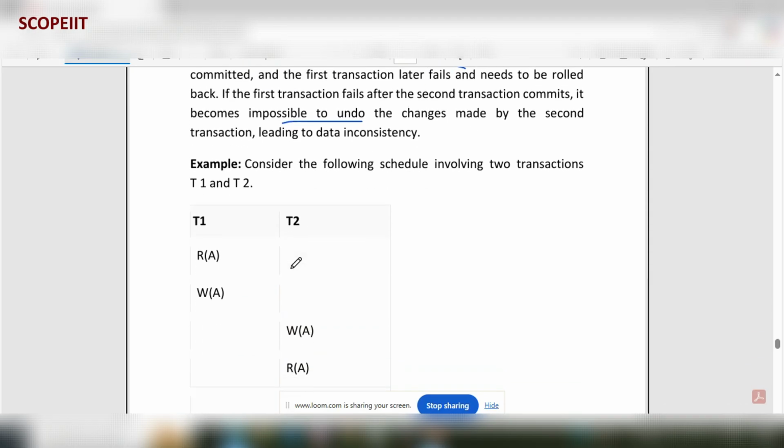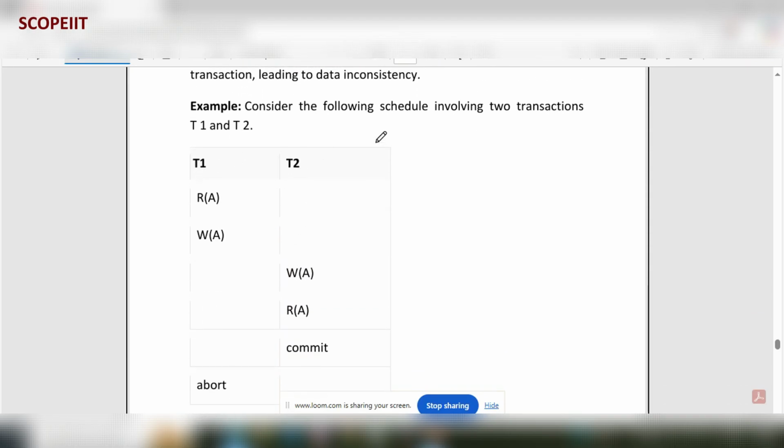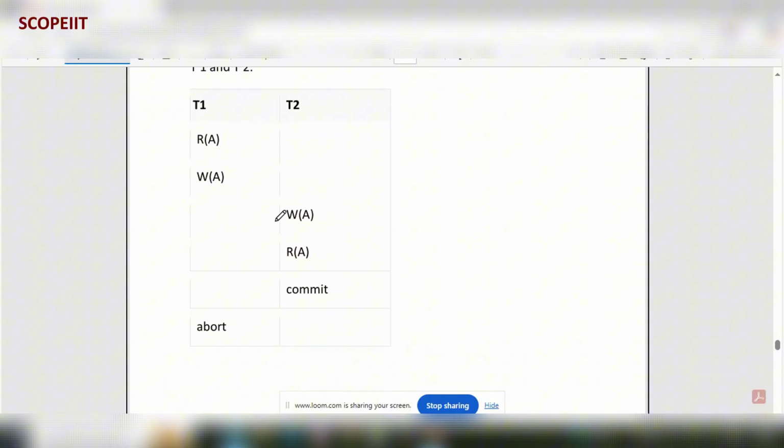Okay. Now see, here there are two scheduled transactions, T1 and T2. In this one you can see transaction T1 is reading the data, both are reading variable A, reading and writing variable A. Then transaction T2 is also reading that variable A, and then writing the variable A, then reading the variable A. So here you can see commit.